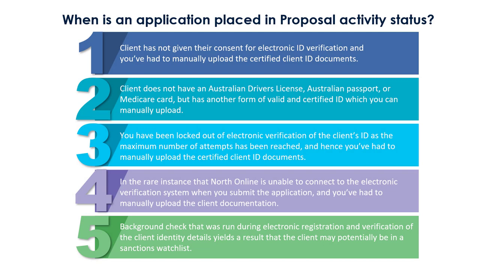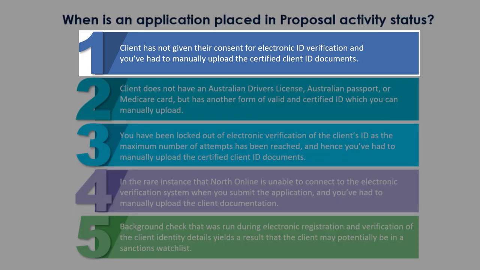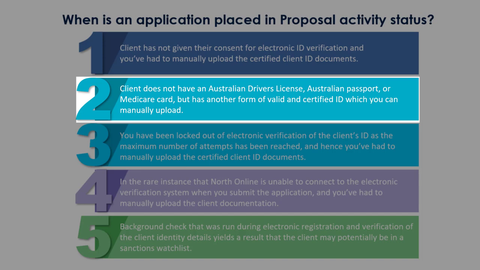In addition to the new capabilities for electronic verification of client ID and support for third-party electronic signature and certificate, a new activity status called Proposal has been introduced on North Online. A new application can be placed in proposal status due to the following reasons. The client has not given their consent for electronic ID verification, and you've had to manually upload the certified client ID documents. The client does not have an Australian driver's license, Australian passport, or Medicare card, but has another form of ID, and hence you've had to manually upload the certified client ID document.